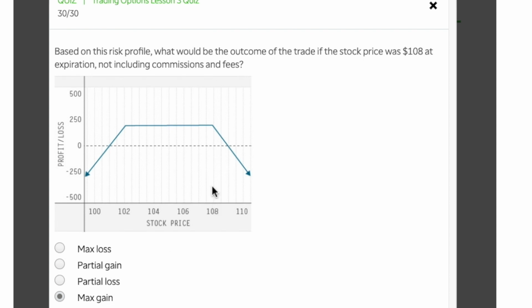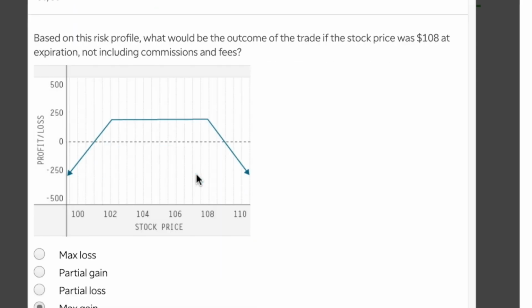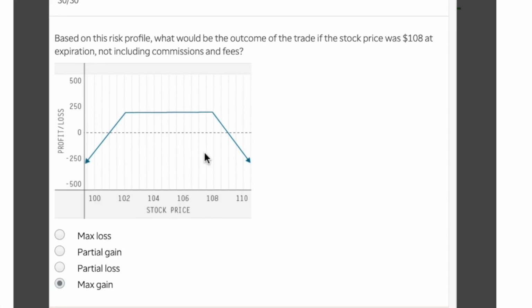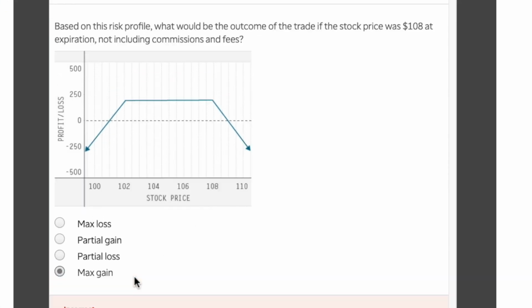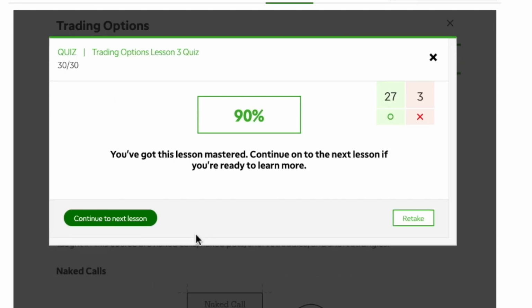Dang it, I am wrong. I guess that's only partial gain. That's so deceptive. Come on, guys. What is this? Really? I guess technically I should have trusted that little ounce of doubt. But anyways, I got 3 questions wrong, but hopefully I was able to walk you through what the right answer should be and why I got them wrong.